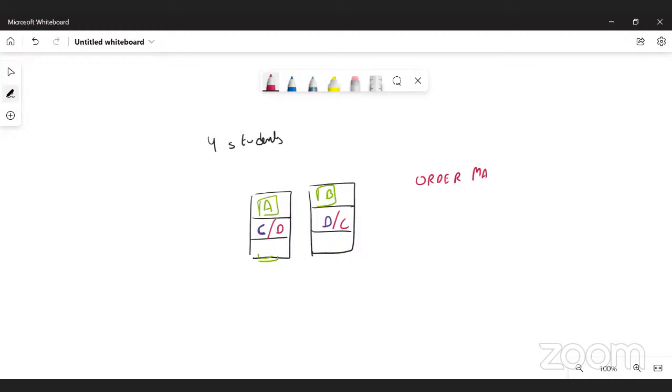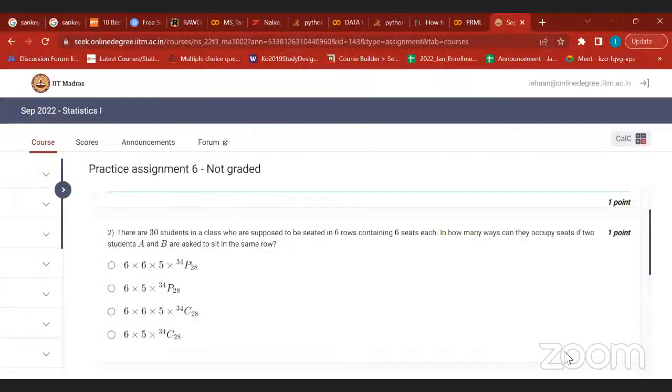Yeah, that is true. But in the question, they are sitting, so how many ways can they occupy the seats? So these two are different ways of occupying seats, right? In a question statement, you won't always get the term arrangement. Sometimes you need to identify that it's an arrangement question. That's why EMQ part comes in week 5 and week 6.